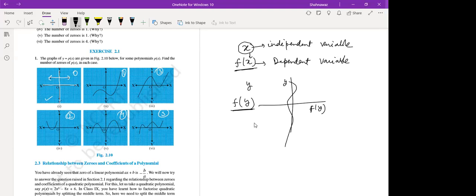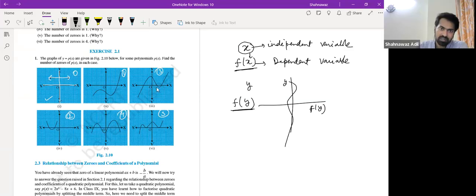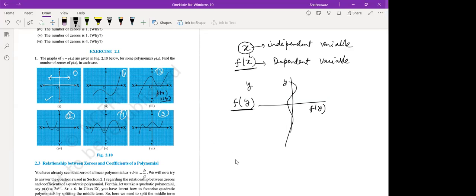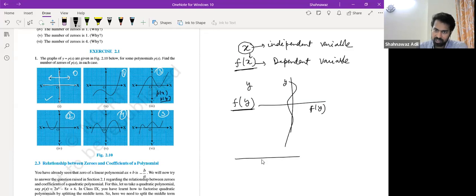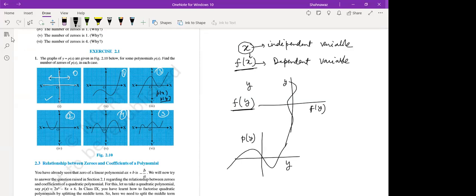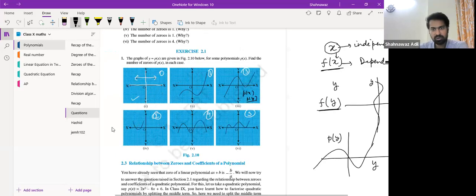Understood? But this graph is only about P(x), not P(y). P(y) is not given, right? So let's make a simpler diagram. If this would have been y and P(y), and this would have been your graph, then you can tell that this is the number of the zeros. But not in this case. Clear? Okay, now the second exercise is about the zeros and the coefficients.